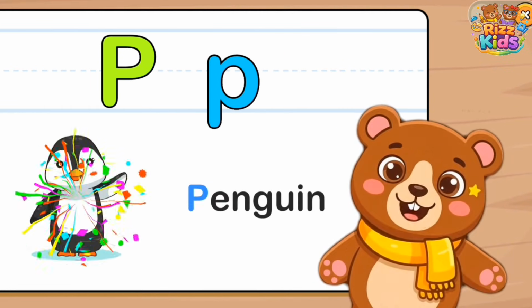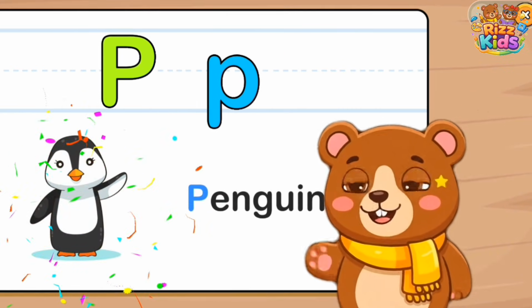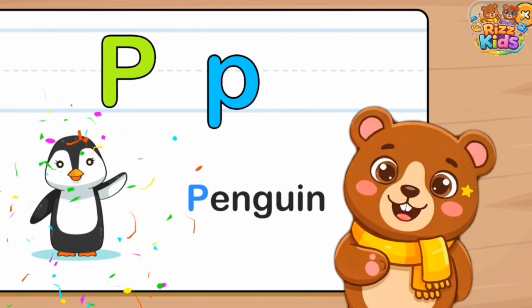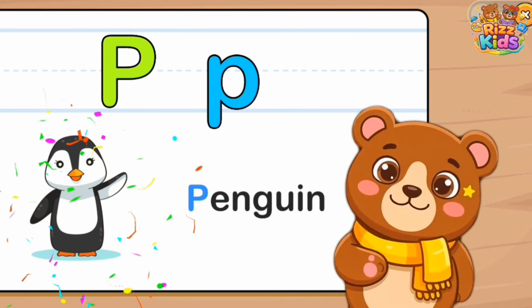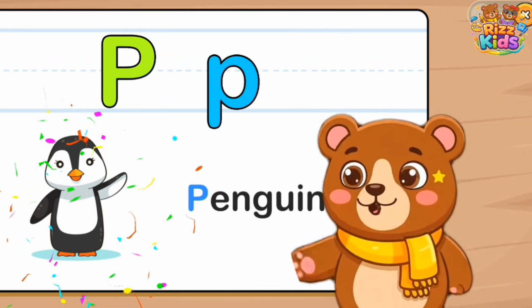Guess a word that starts with the letter P? Let's start with the name of an animal. What do you see? Your answer is correct. P is for penguin.